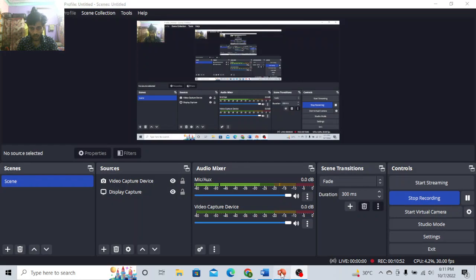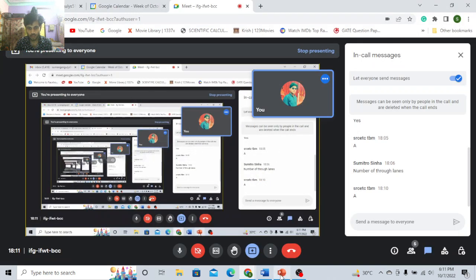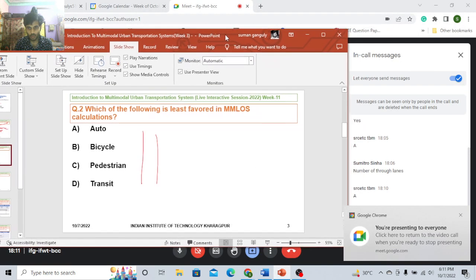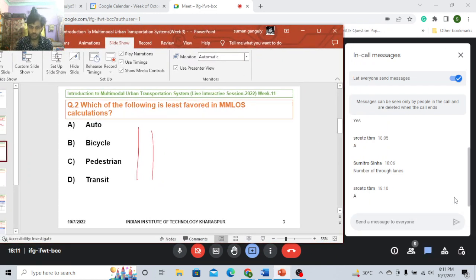So then tell me, what do you think will be the answer, right? Tell me, I will wait here. I want an answer from you. So what is least favored? You are saying, Chandan is saying A, okay. Also Sumitro is saying auto, okay. Okay, so actually you are correct.